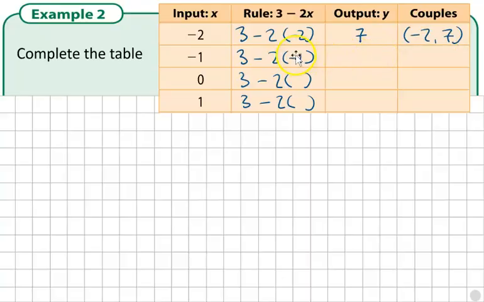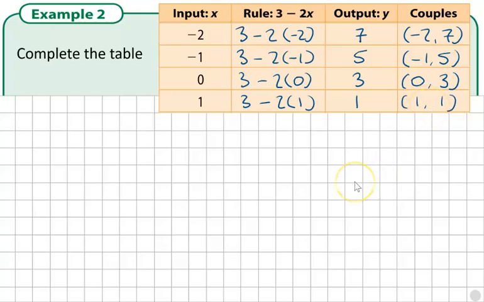Then we put -1 into the brackets, and 3 minus 2 times -1 is 5. So our couple is -1, 5. Then we input 0. So we have 3 minus 2 times 0, which is 3. So our couple is 0, 3. And then we have 3 minus 2 and we input 1. So 3 minus 2 times 1 is 1. So 1, 1 is our couple.